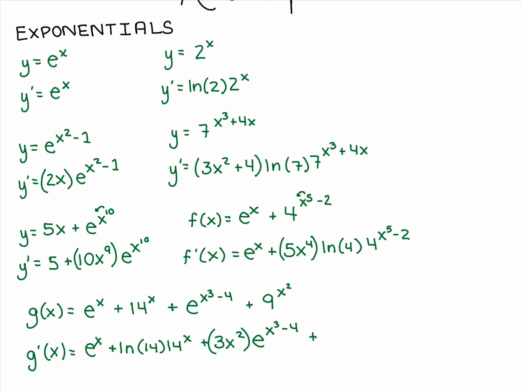Last one, we need to take the derivative of the power. Derivative of x squared is 2x. And since the base is not e, we're going to do ln of our base. Then we'll do base to the original power. There's all 4 of our rules at once.